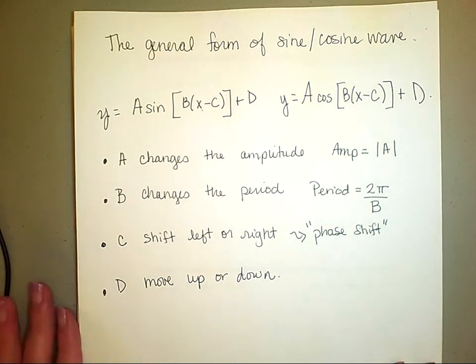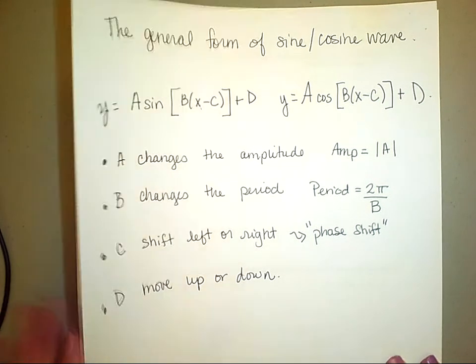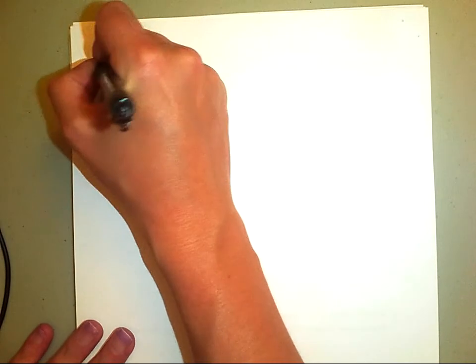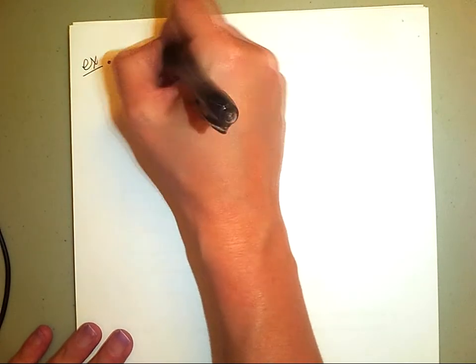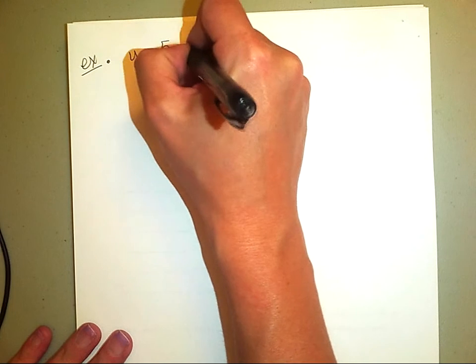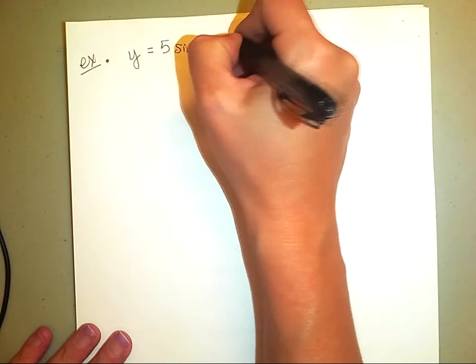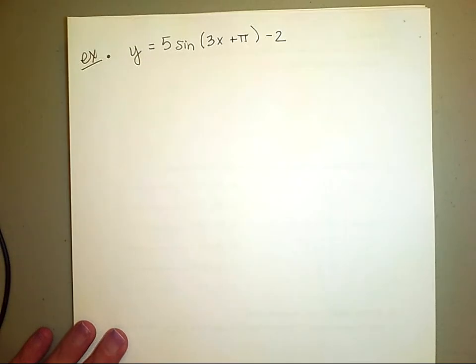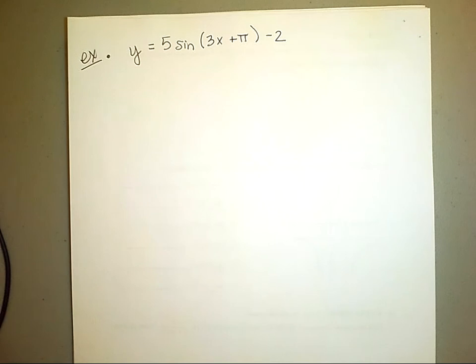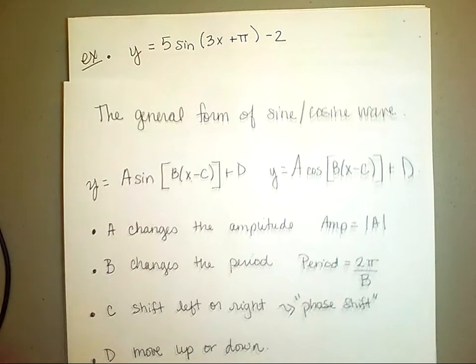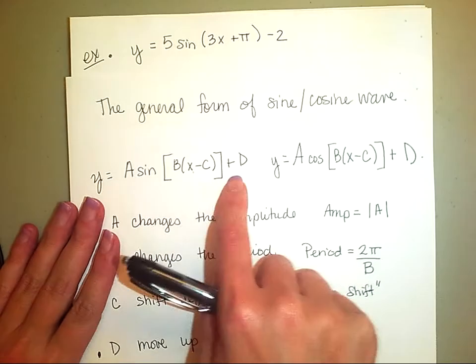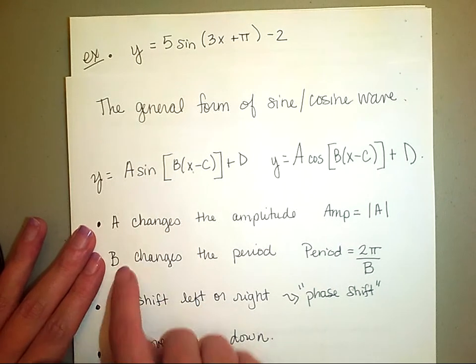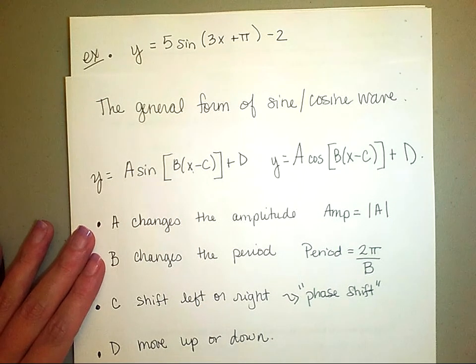Okay. So let's try and put all this together and do a more complicated one. Alright. Example. Let's say y is equal to 5 times the sine of 3x plus pi, and then we subtract 2. So we know a few things. Okay? If it's written in this form, then we know exactly what A, B, C, and D are doing.